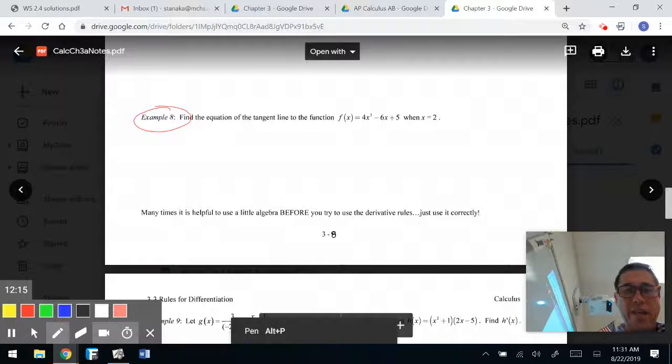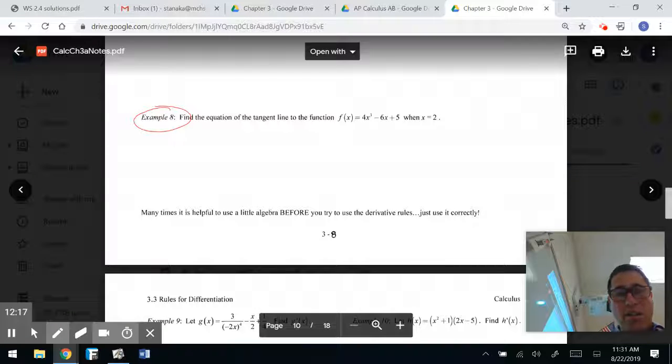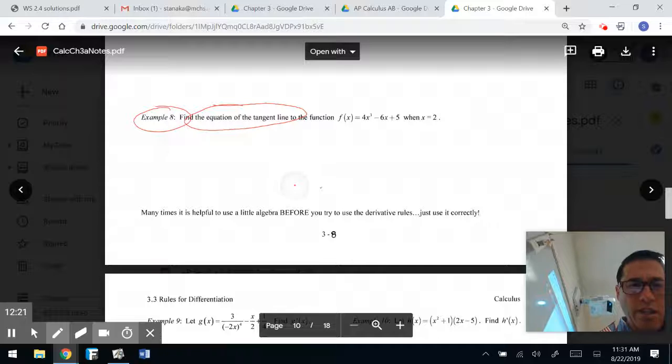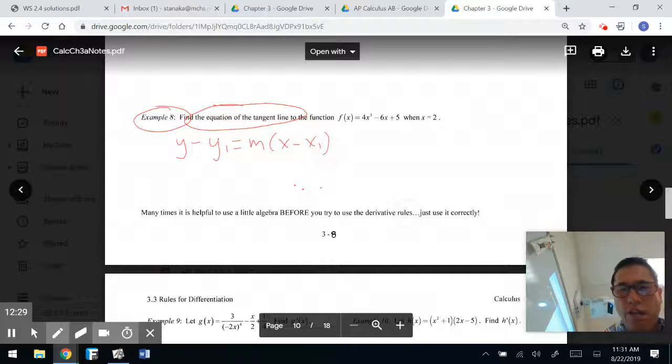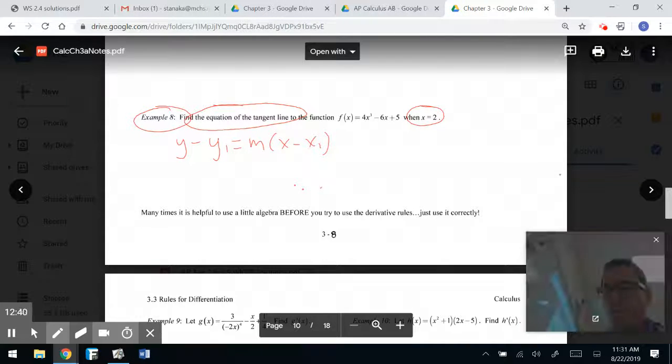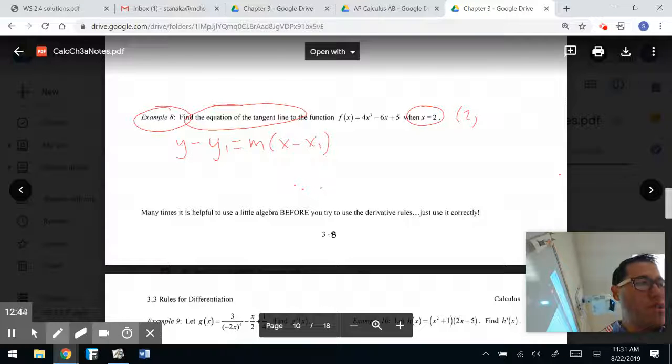Now, example 8, find the equation of a tangent line. What's the very first thing I should write down? y minus y1 equals m times the quantity x minus x1. I like to fill in everything I know right away before I even get started. And it's saying at x equals 2. Well, I could find the y value for that by plugging that 2 into the original equation.